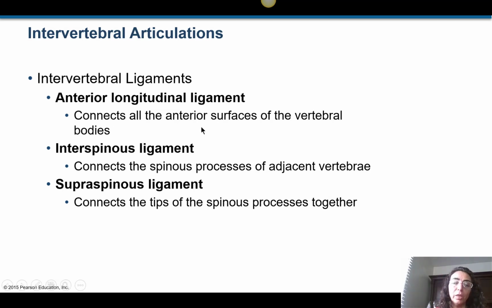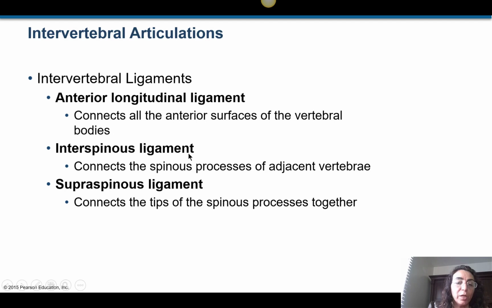And these are connecting all the anterior surface of what? Of the vertebral bodies. So they are on the anterior side of the vertebra. And you remember that the bodies of the vertebra are always toward the anterior in the anatomical position. So as if it wasn't a skeleton and it had the anterior longitudinal ligament, you could see that when you look from the anterior side.